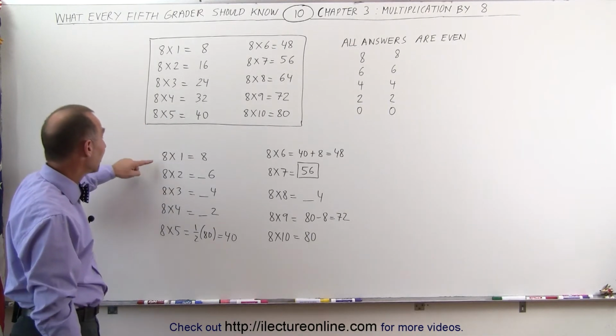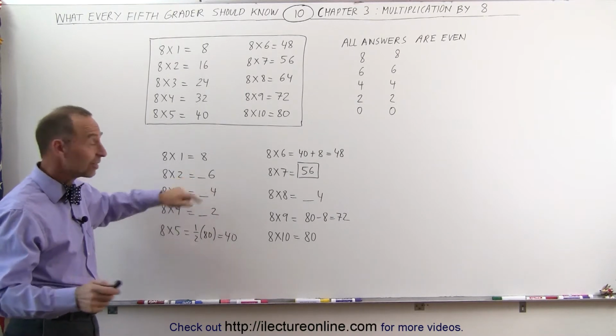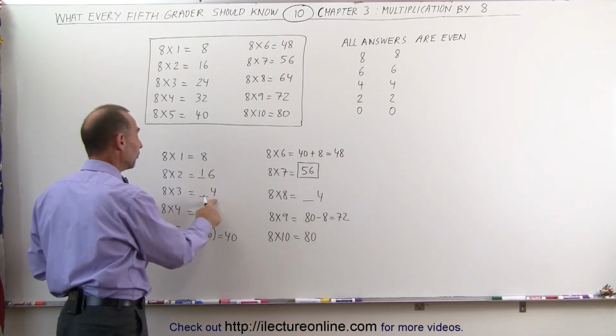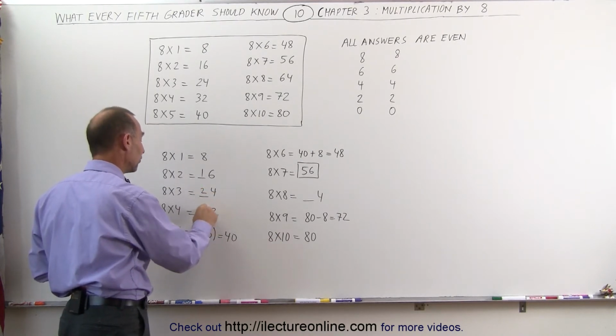In the first case, we have 8 times 1, which is 8. And 8 times 2, which we know ends in a 6, and the number that goes in front is a 1. 8 times 3 ends in a 4. The number that goes in front is a 2. 8 times 4 ends in a 2. The number in front is a 3.